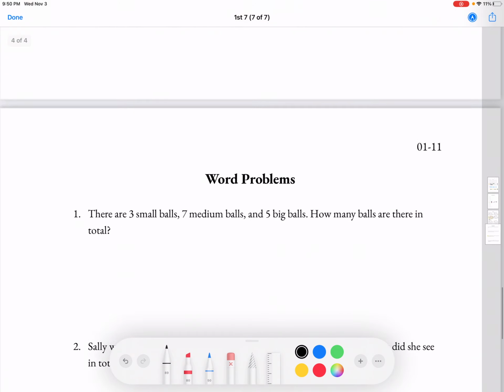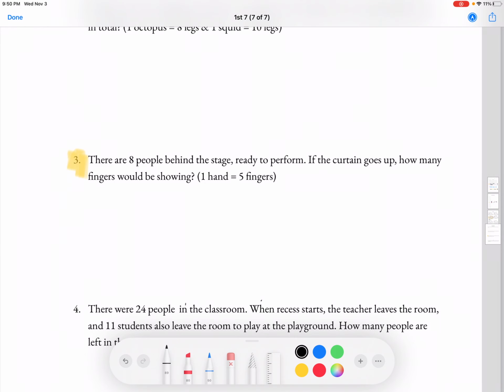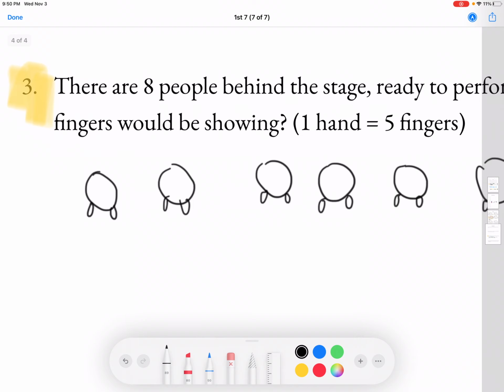Moving on to word problems. There are 8 people behind the stage ready to perform. If the curtain goes up, how many fingers will be showing? So there will be 1, 2, 3, 4, 5, 6, 7, 8 people, and each has 2 hands. 1, 2, 3, 4, 5, 6, 7, 8, 9, 10, 11, 12, 13, 14, 15, 16. And so there are 16 hands, and for each hand, there will be 5 fingers.